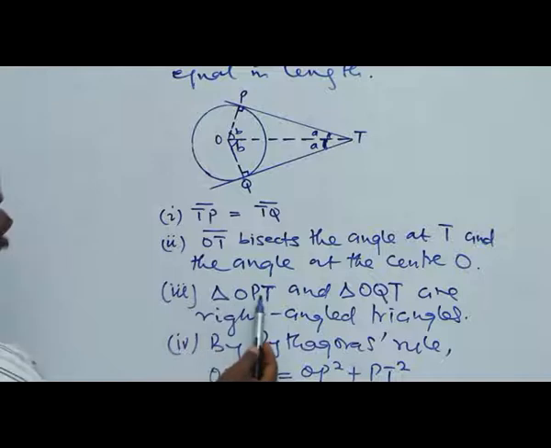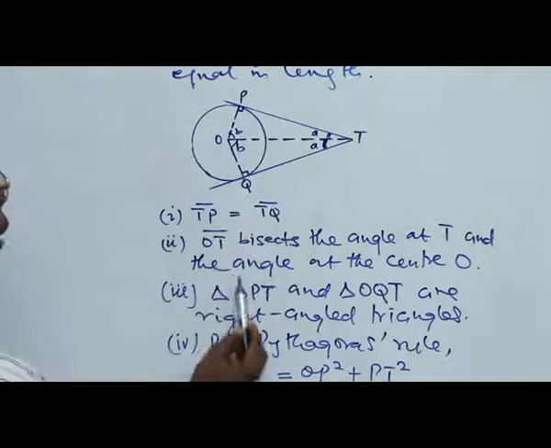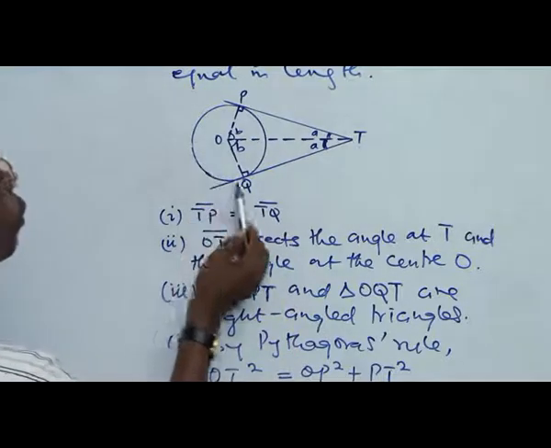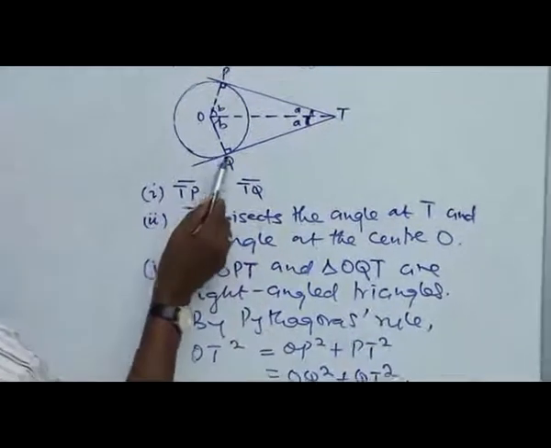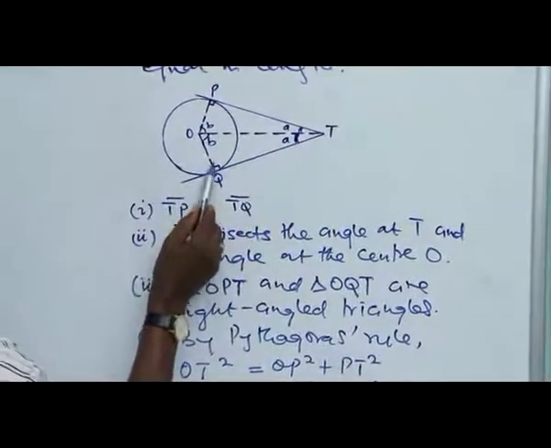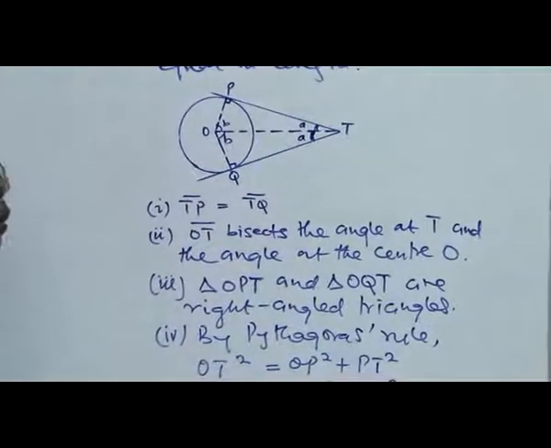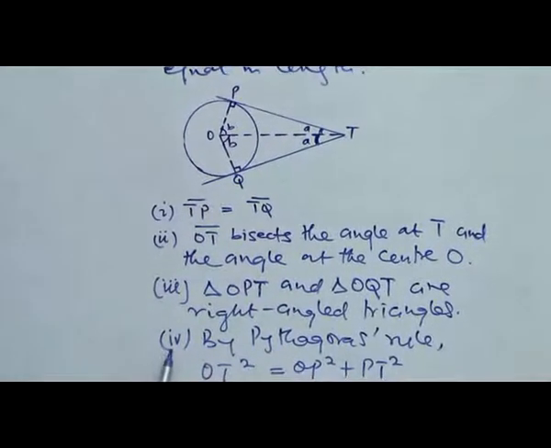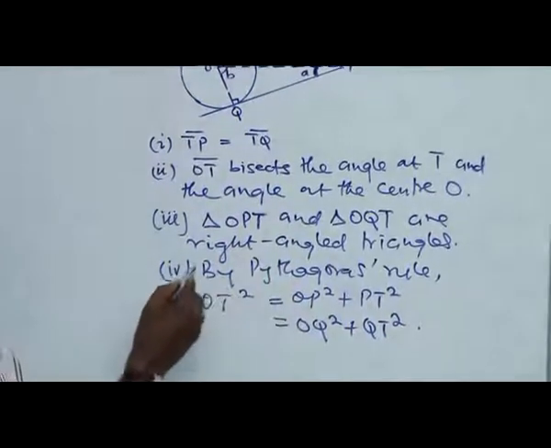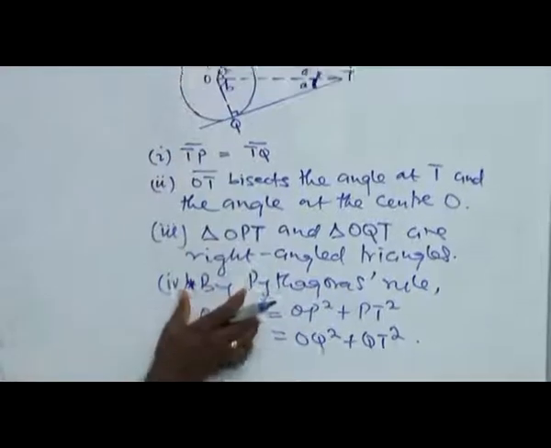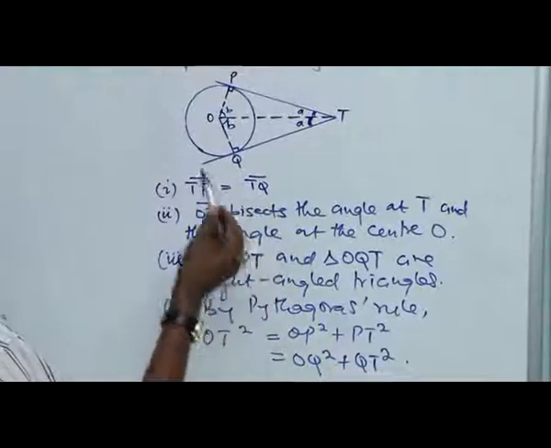Three, the triangle OPT and the triangle OQT are what? Right-angled triangles. You can see that this is 90 degrees, this is 90 degrees, since the radius is perpendicular to the tangent. Four, by Pythagoras rule, which is very essential, key to solving problems of this type, using the Pythagoras theorem, because we have right-angled triangles involved.